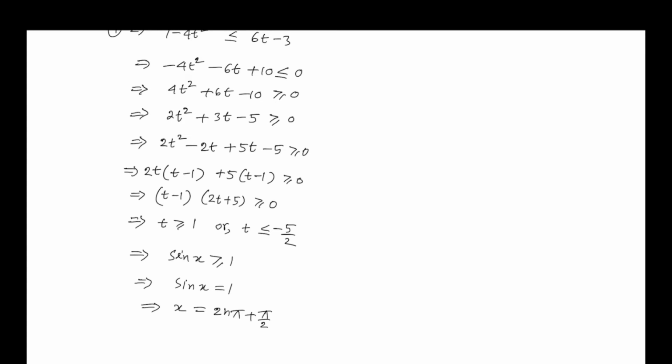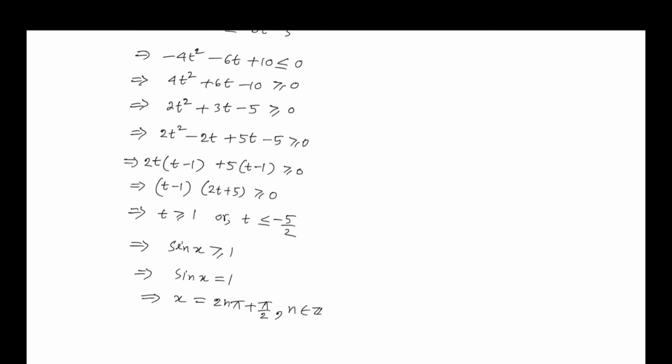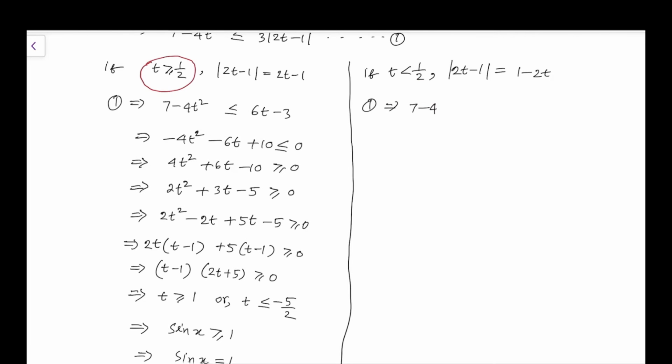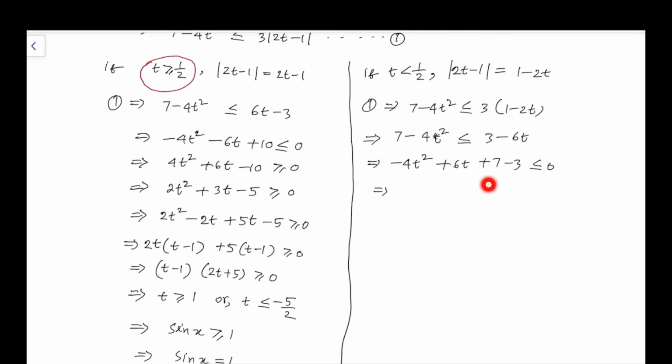So the general solution of sin x equals 1 is x equals 2n pi plus pi by 2, where n is in Z, and this case happens for t greater than half, that is sin x greater than half. So another case is when t is strictly less than half. If t is less than half, in that case mod 2t minus 1 will be 1 minus 2t. So equation 1 will reduce to this, right? Again it is a quadratic inequality.